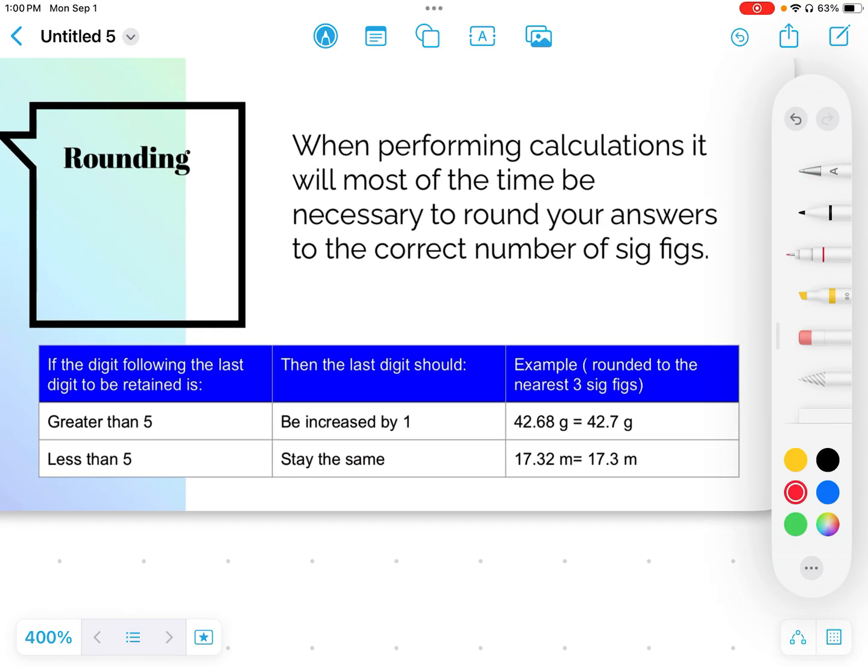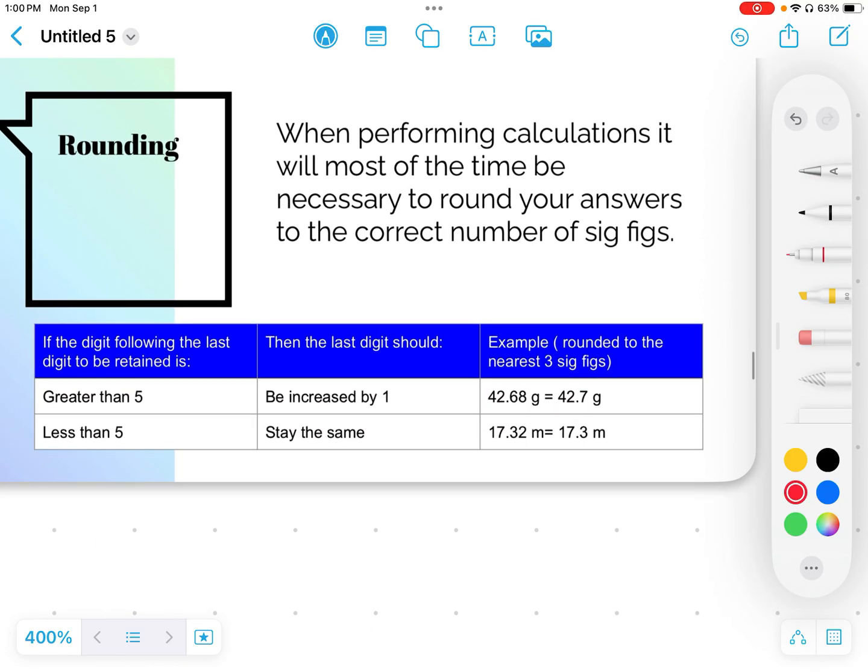So for example, it says, round this number to the nearest 3 sig figs. So again, we're looking here, we have 42.68 grams. I would go 1, 2, 3. I look behind, it's an 8. So since it is higher, we're going to round up, change 6 into 7, and I get 42.7 grams.